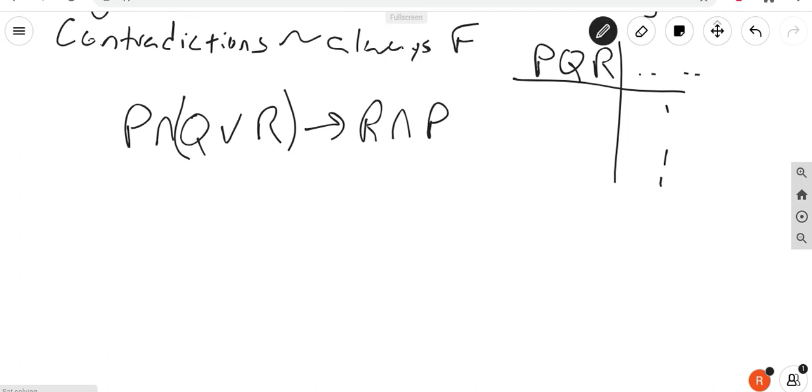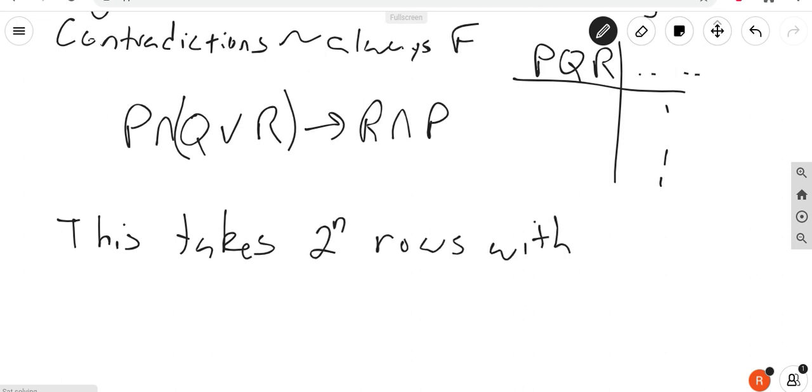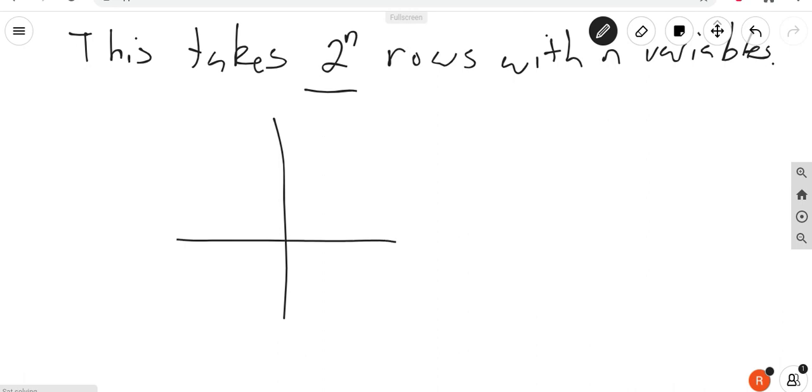So the problem here is that how many rows do we have? This takes 2 to the n rows with n variables. Now, a fact about 2 to the n is that if you graph it, it blows up. That was not a graph of 2 to the n, but we can pretend. It blows up to infinity very, very quickly. Exponentials grow incredibly fast amongst all kinds of functions.